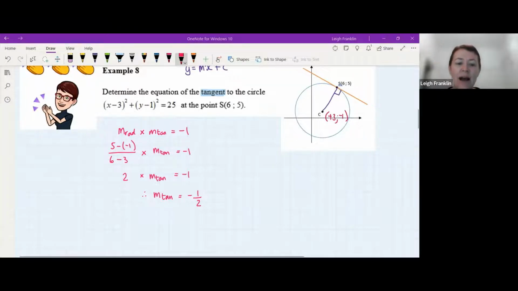Now that we know what the gradient is, we can sub that into y equals mx plus c. Now it's our job to work out the value of c, aka the y-intercept of the line. So now we need a point that the line goes through. So what point can we use? Can we use C?